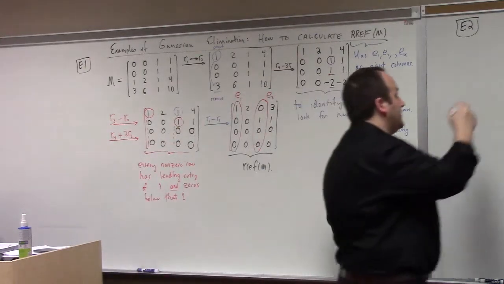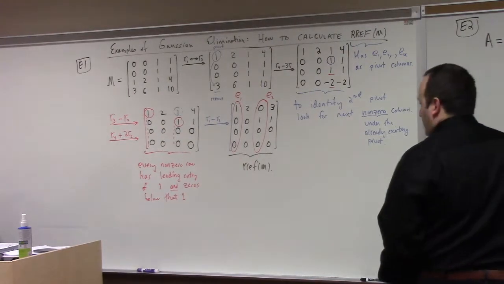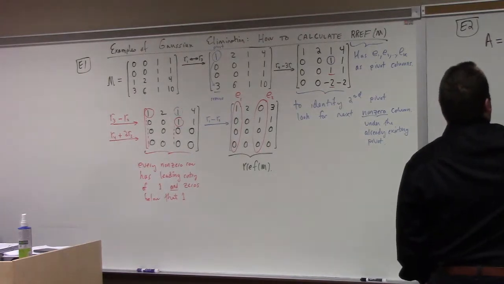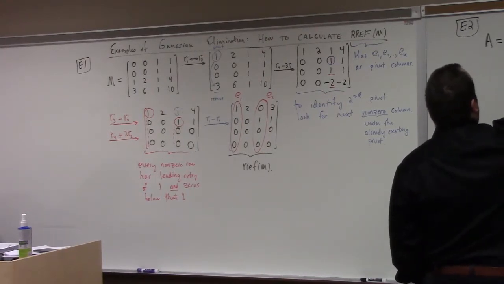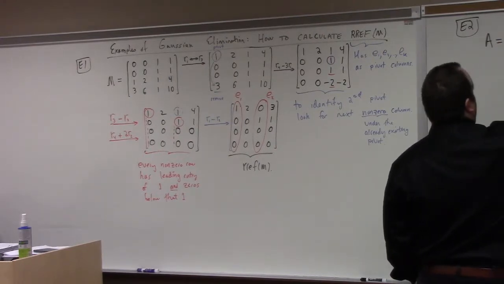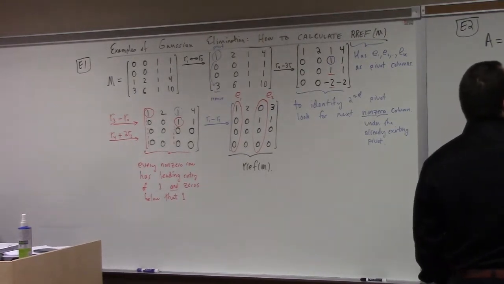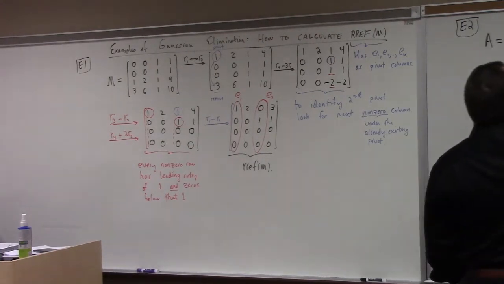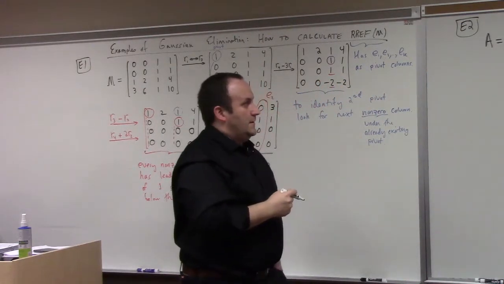Here, how about if we had something like A equals, I don't know, 1, 2, 3, 2, 2, 3, 3, 1, 1, 7, 9, 10, 0, 1, 0, 1, 1, 1. There we go. This is a 5 by 3.